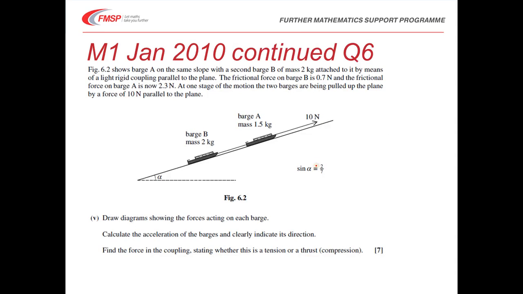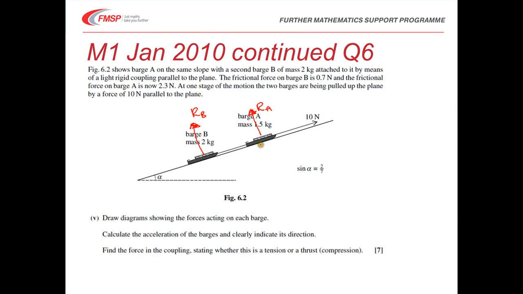Now the question gets a little bit more complicated because we have connected particles. So we've got the original barge, and then we've got a second barge as well. Now we're told quite a lot of forces, and the first part of this question is to draw the diagrams relating to these. So you may want to draw it on a separate picture. I'll just draw it on here just due to the amount of space we've got available.